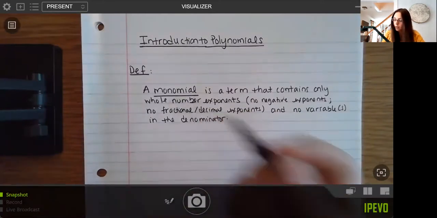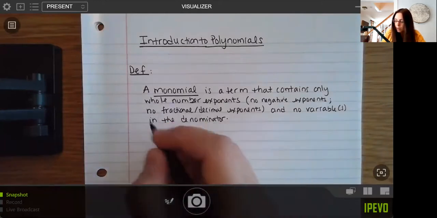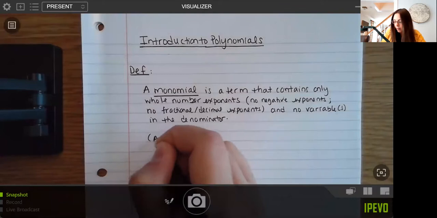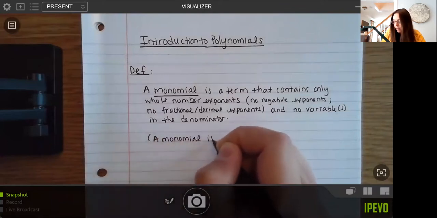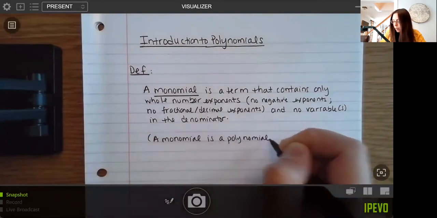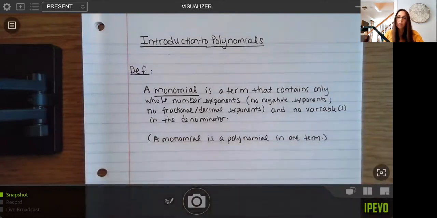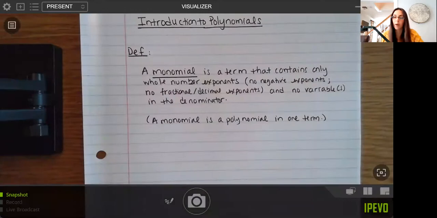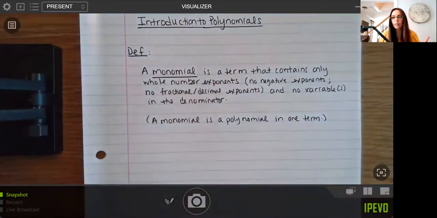So another thing about a monomial, just to clarify it as well, is that a monomial is a polynomial in only one term. So we're going to define now what a polynomial is. And a polynomial is basically a string of these monomials. So it could be just a single monomial, or it could be multiple of them added or subtracted together.